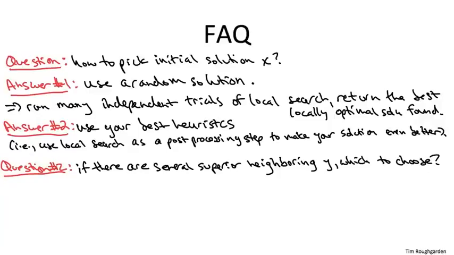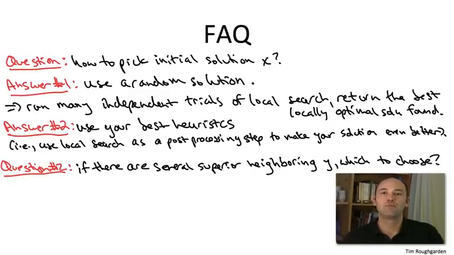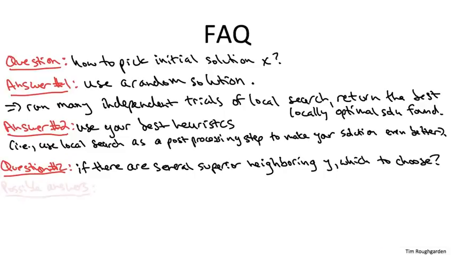Let's move on to the second sense in which the generic local search algorithm is underdetermined. The main while loop reads, if there's a superior neighboring solution y, then reset the current solution to be y. But there may, of course, be many legitimate choices for y. For example, in the maximum cut problem, given a cut, there may be many vertices whose switch to the opposite group yields a cut with strictly more crossing edges. So when you have multiple superior neighboring solutions, which one should you choose?